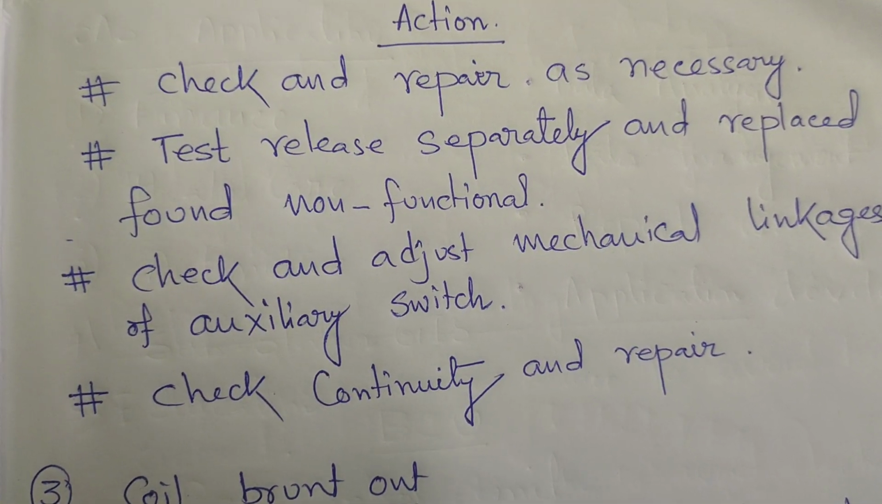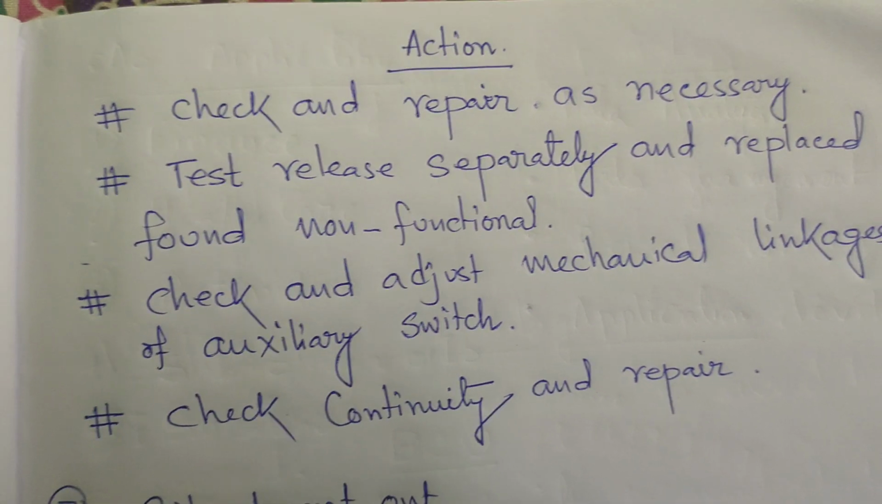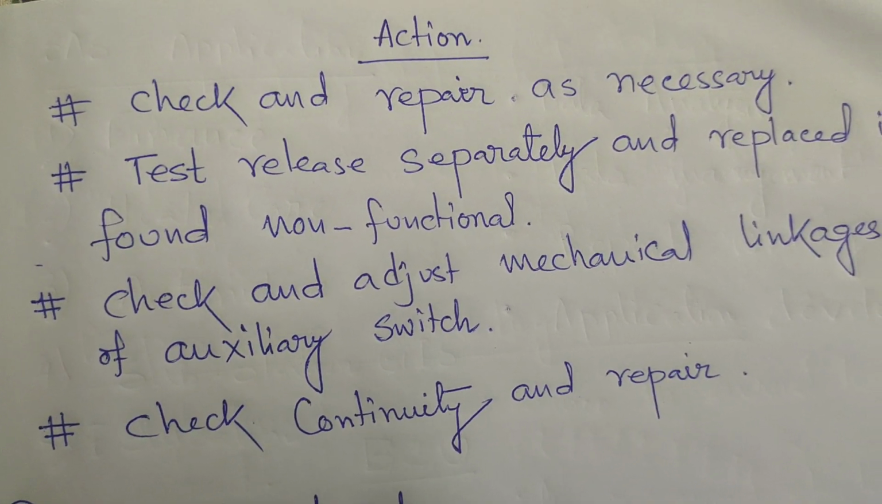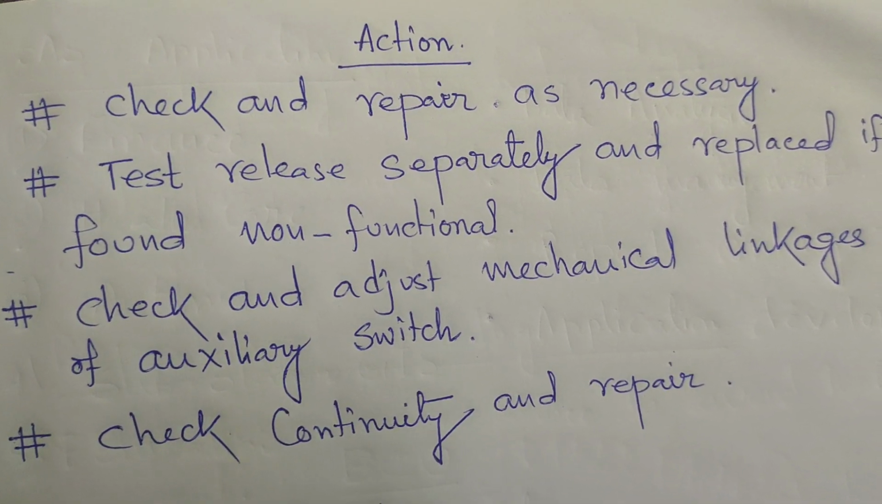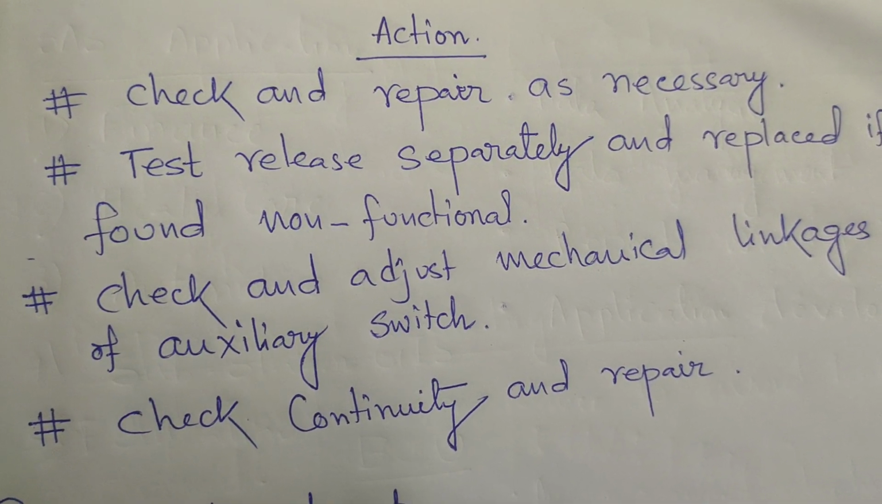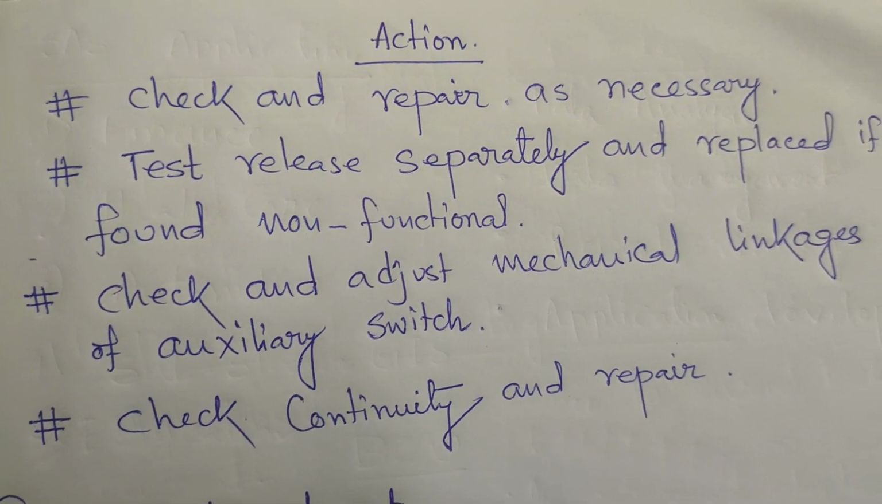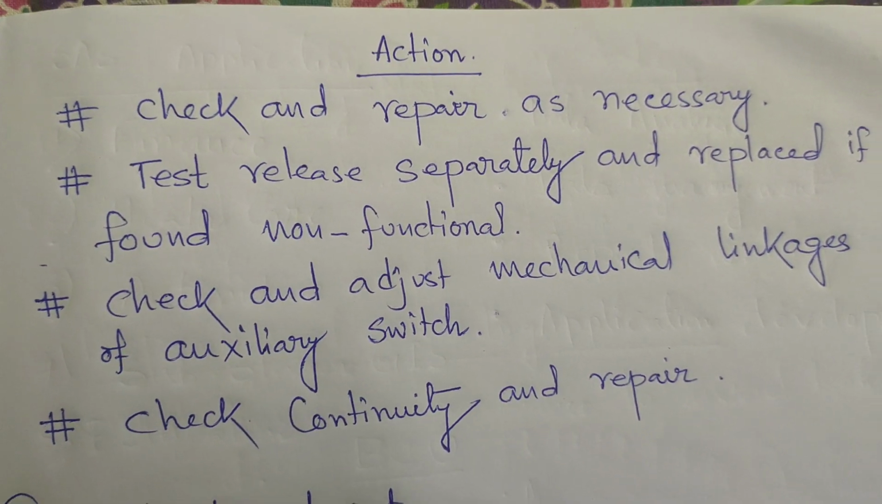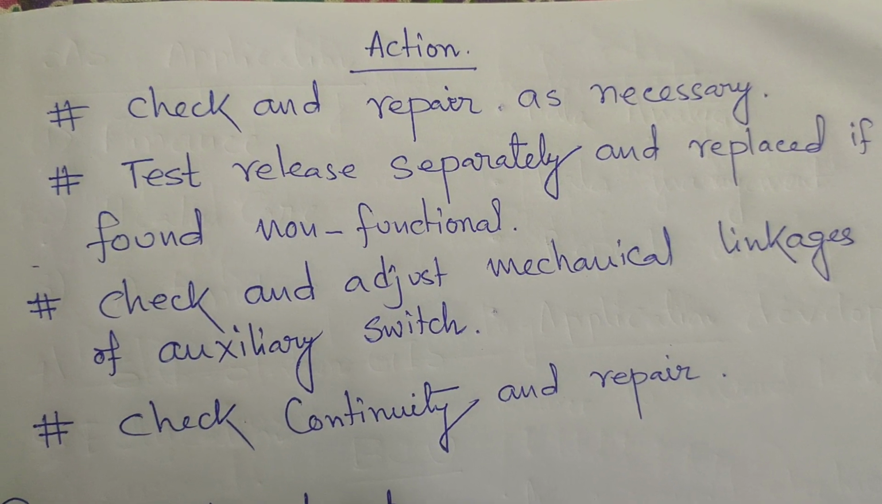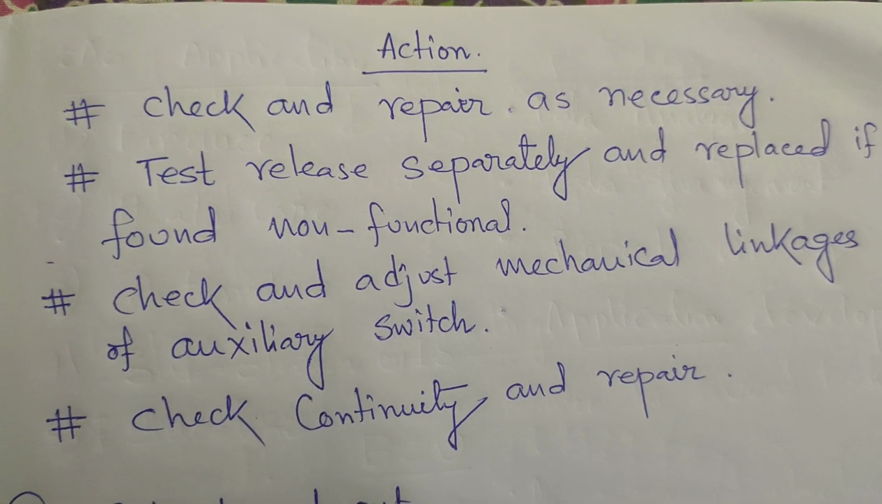Check and repair as necessary. If loose connections and damaged wire are there, if you identify these types of loose connection and damaged wire, replace the wire and tighten the loose connections. The problem may be solved. Test release separately and replace if found non-functional.